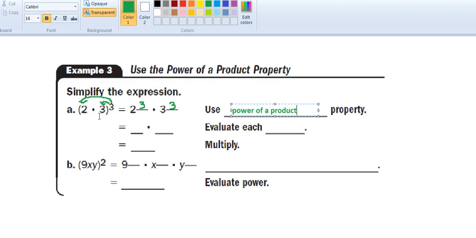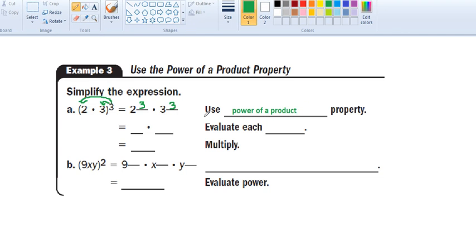Now, this one actually can be solved. And here's how we would solve it. We'd say 2 to the third power is 8. 3 to the third power is 27. And when that gets all done, it comes to 216. Now you could check this in your calculator. If you had done 6 to the third power, that still comes to 216.